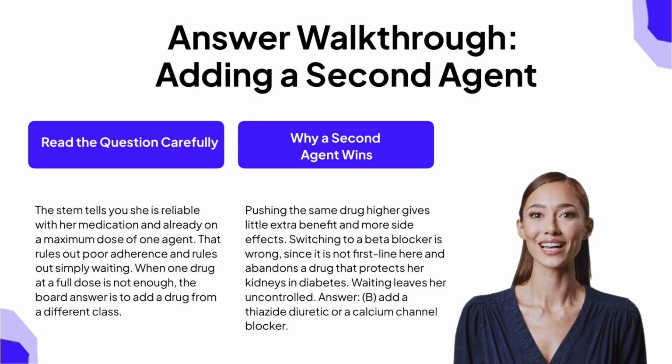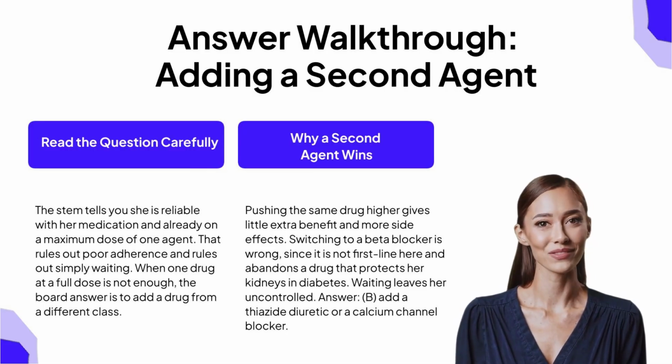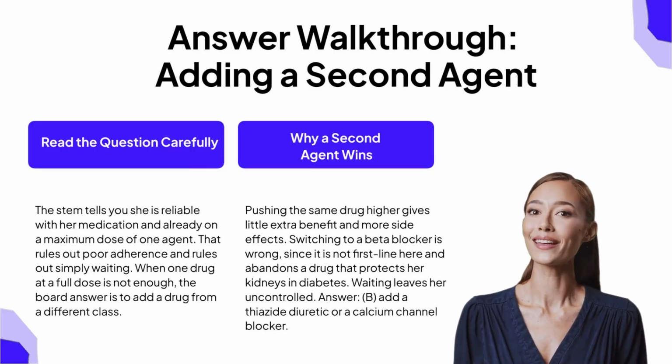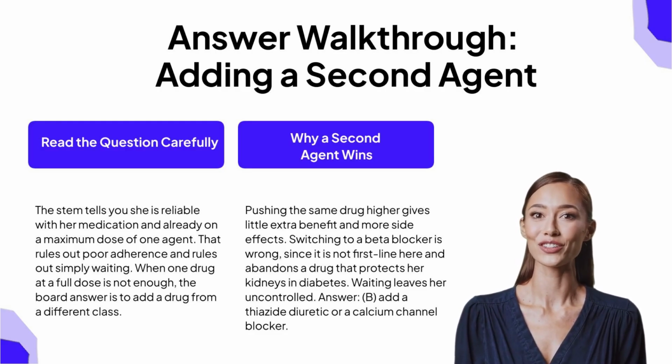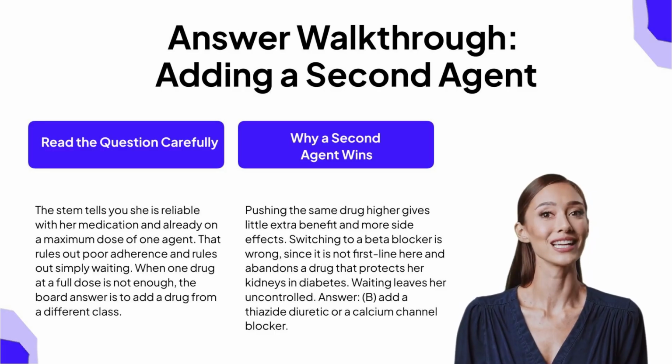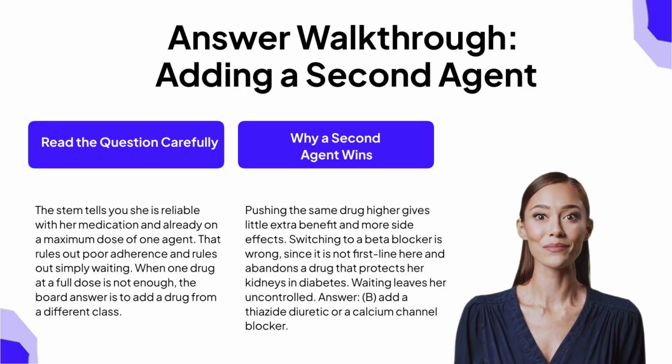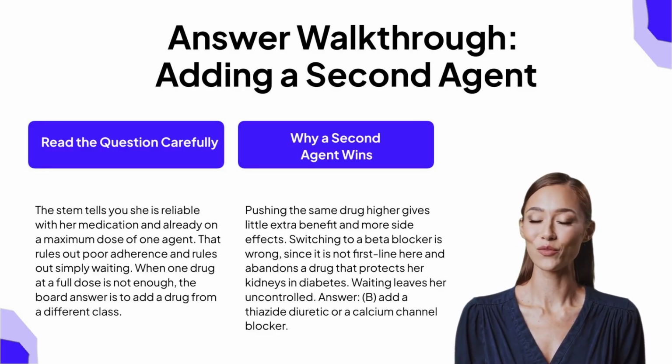First, read the question carefully. The stem tells you she is reliable with her medication and already on a maximum dose of one agent. That detail rules out poor adherence, and it rules out simply waiting and rechecking. When one drug at a full dose is not enough, the board answer is to add a drug from a different class. Now, why does adding a second agent win?